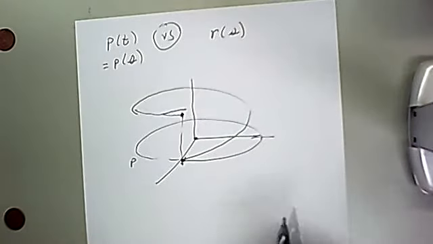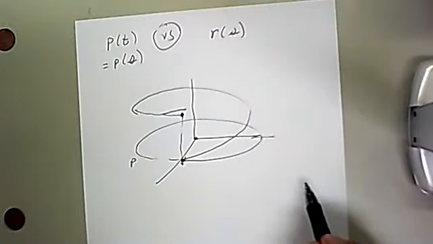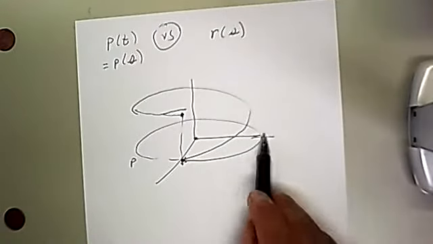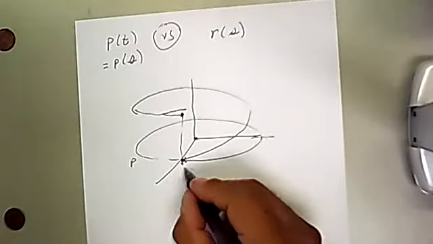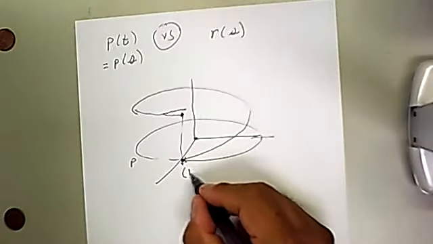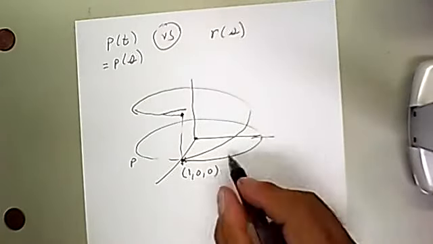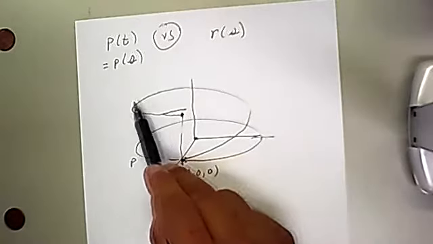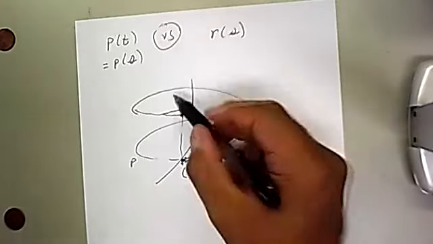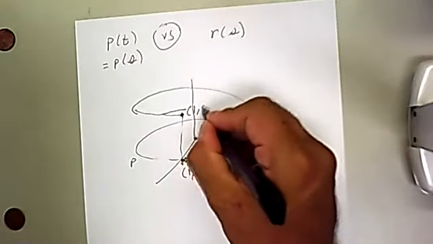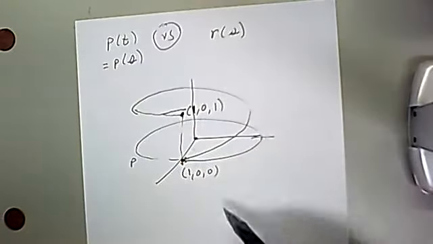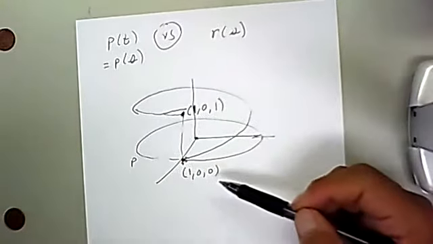Okay, so here we have two curves. P, which is flat on the floor, goes around and comes back to this point. This point, of course, is 1, 0, 0. Versus R goes and climbs up to here. This is a 1, 0, 1. It's 1 unit directly above the initial point.